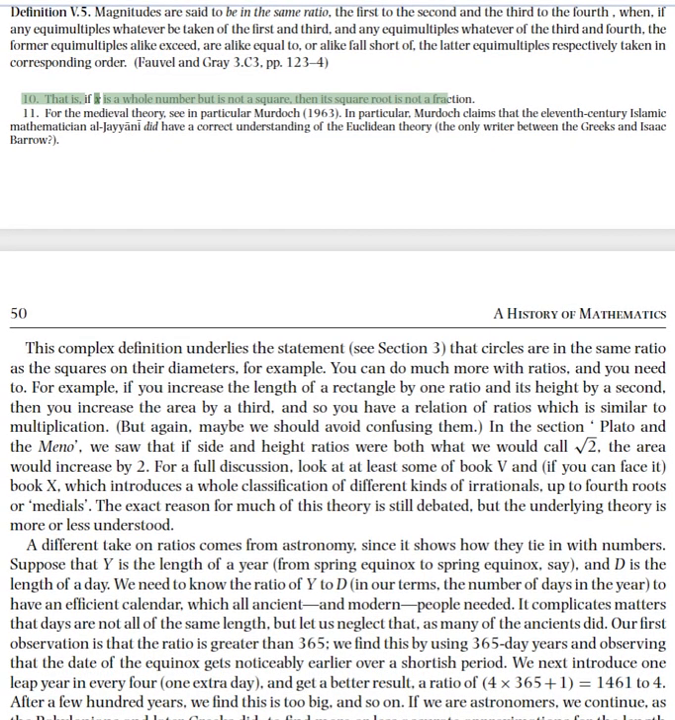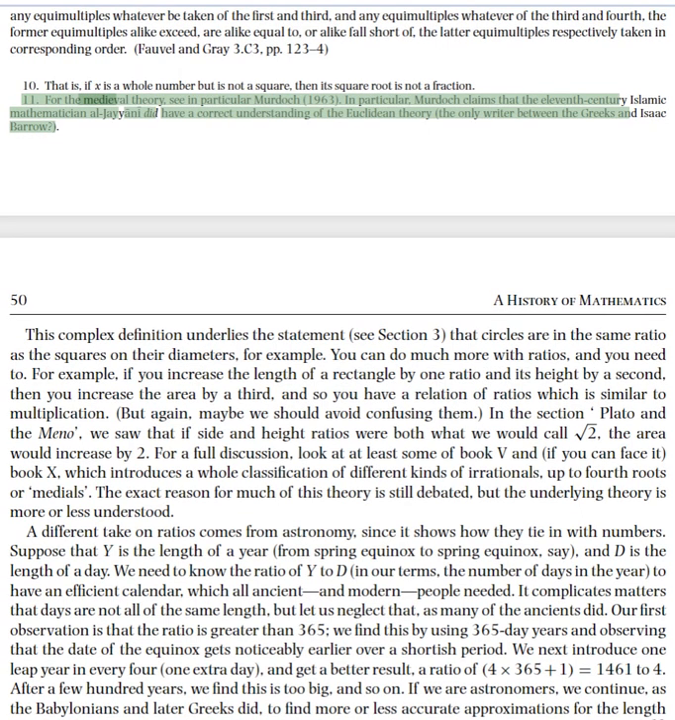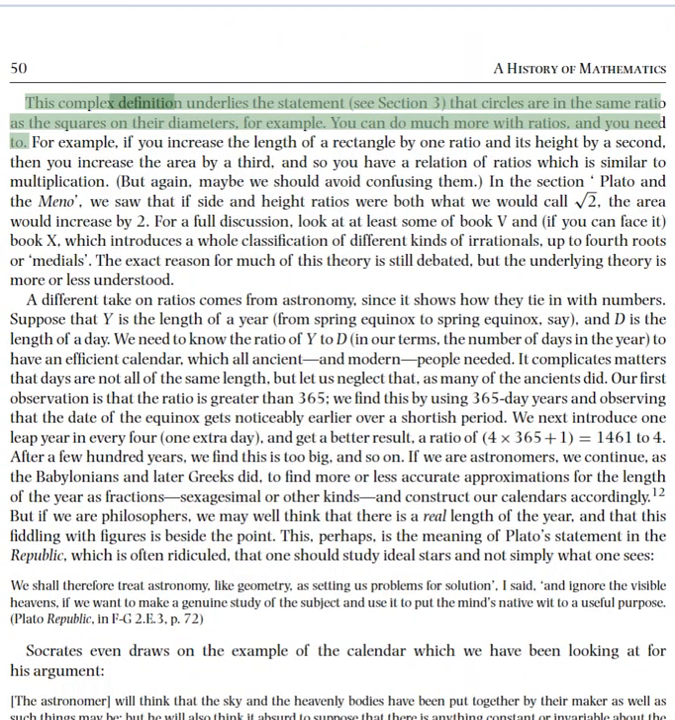10. That is, if x is a whole number but is not a square, then its square root is not a fraction. 11. For the medieval theory, see in particular Murdoch. In particular, Murdoch claims that the 11th century Islamic mathematician Al-Jayni did have a correct understanding of the Euclidean theory. This complex definition underlies the statement that circles are in the same ratio as the squares on their diameters.